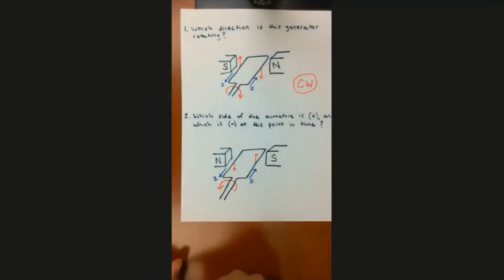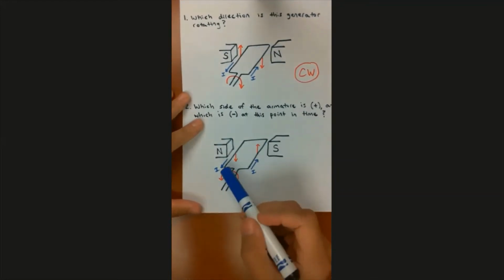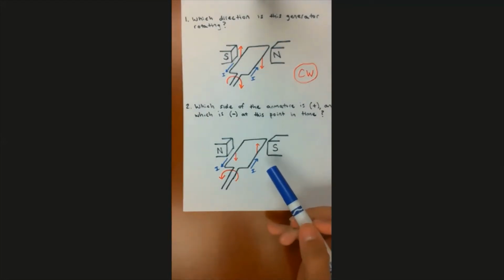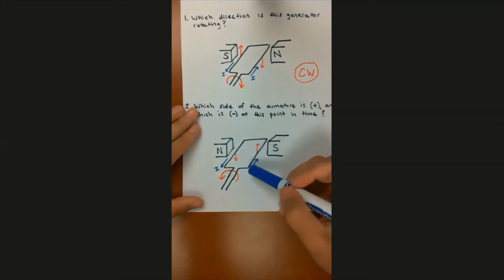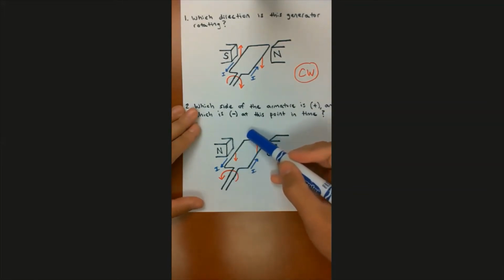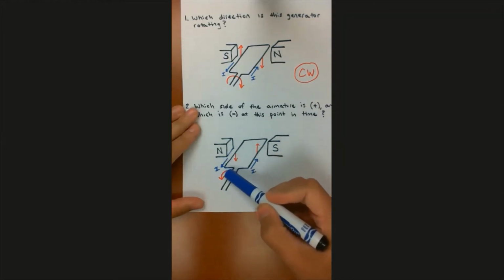All right, so good. When you do this, your direction of current flow on either side of the armature should be opposite, because we've got current flowing continuously in a loop from this side of the armature around and then out of this side of the armature.